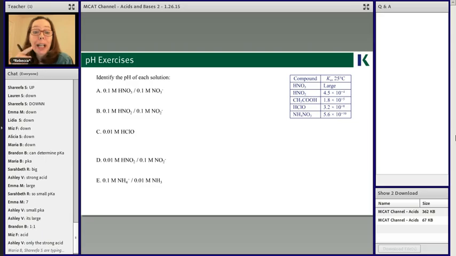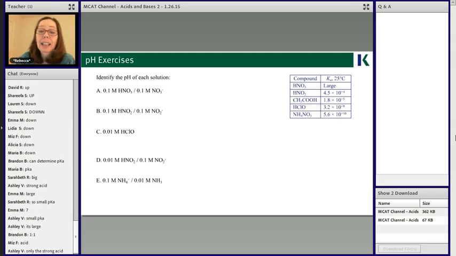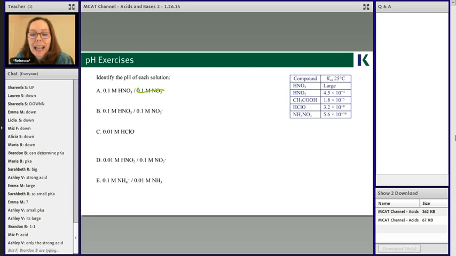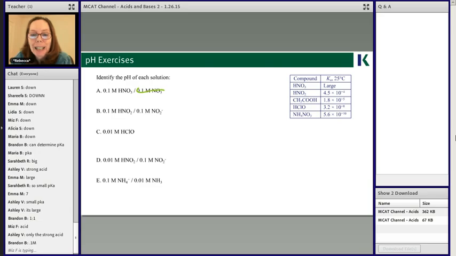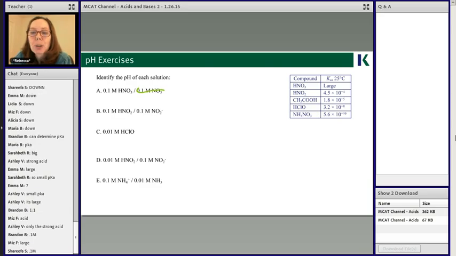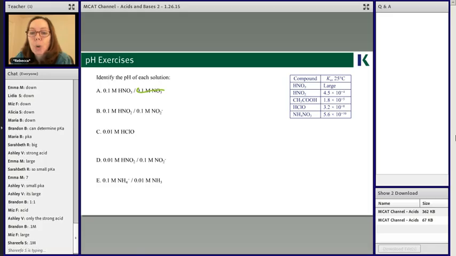Only the strong acid. Very good, Ashley. Yeah, in this case, the nitrate isn't really contributing anything. We don't even really care it's there. So, what is the H+ concentration of solution A? And this is one I don't want you to overthink. Think about it. It's given to us right there because it's a strong acid.